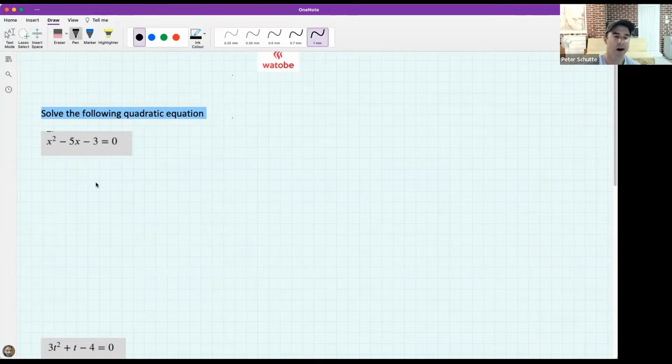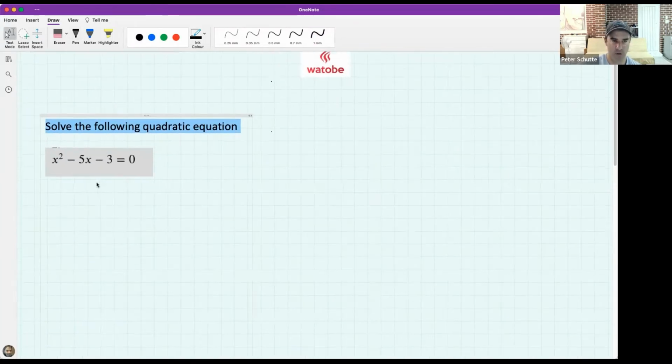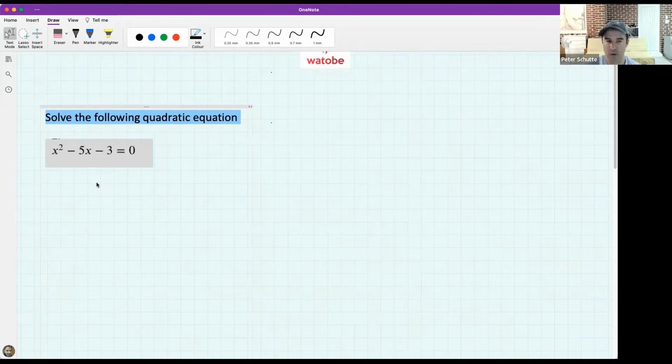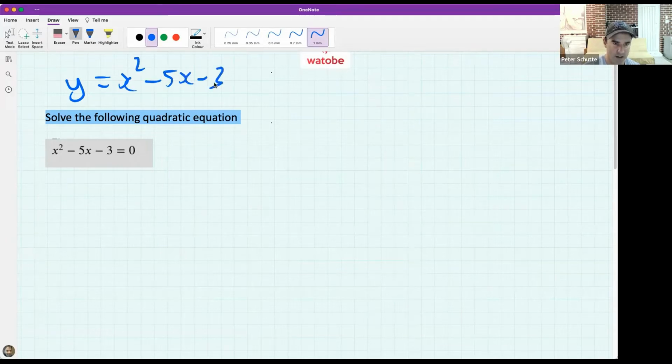So I am going to give you this equation, and the reason we're practicing this is that often when you have to draw a parabola, you have to solve one of these to find the x-intercepts. Imagine if this was the parabola y equals x squared minus 5x minus 3. And I said, find the x-intercepts. You would then come along and make y 0. So we're practicing this bit.